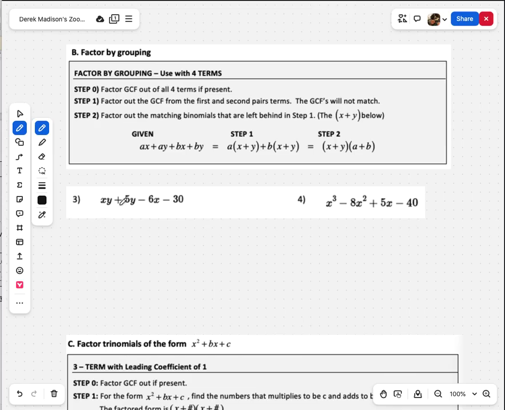So much like the GCF that we just did. So let's take a look here. We have xy plus 5y, so what's in common is the y's. So we'll pull a y out front, and it leaves an x plus 5.